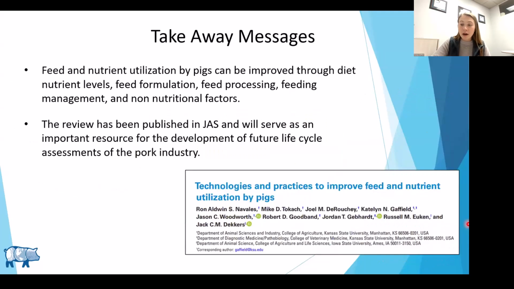And so we have summarized all of that into a review, which I put a screenshot here, but it's published as part of the Journal of Animal Science. And so that will have some additional information and all of the citations looking through diet nutrient levels, feed formulation, feed processing, feeding management. And so I would encourage you to look at this review as well if this is something that you would like to learn more about or get some more specific information on.